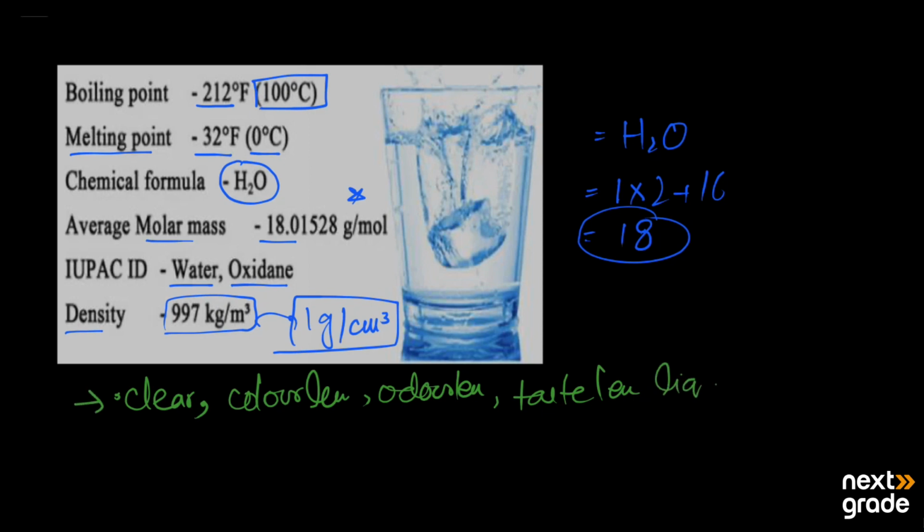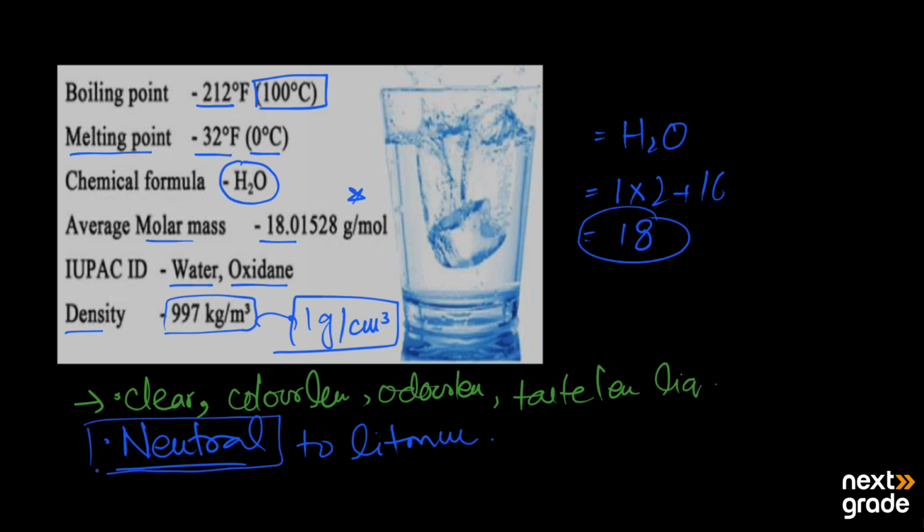On the other hand, water is a neutral substance. It is neutral to litmus paper. Litmus paper is the paper which is used to measure the pH of any solution. When we check the pH of water, water has no effect on the litmus paper because it is a neutral substance.